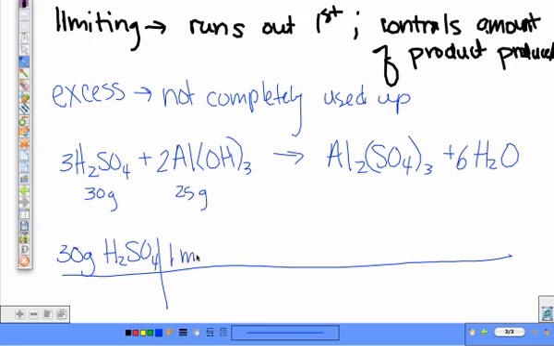So 1 mole of sulfuric acid is 98.07 grams. Yep, that would be the mass from the periodic table.